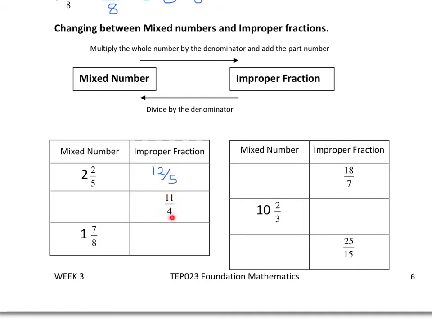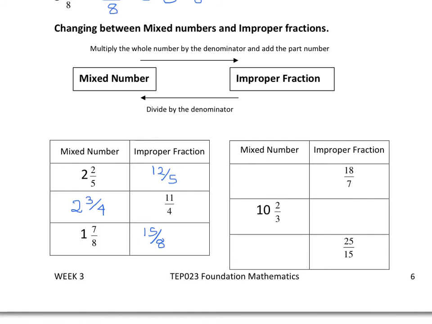11/4. How many wholes do we have there? 4 divided into 11 is, I think it's 2, isn't it? 2, and 3 left over, so 2 3/4. 1 7/8 is an improper fraction? 1 times 8 is 8, plus 7 is 15, so 15/8.